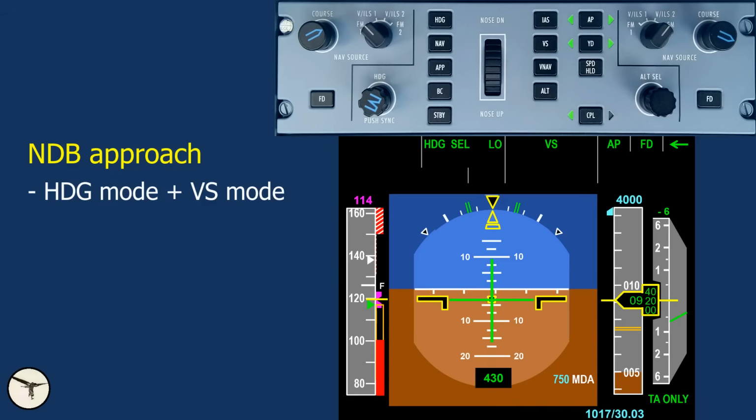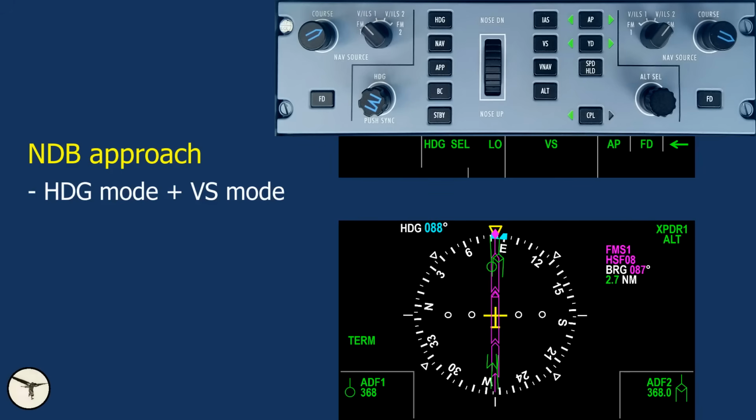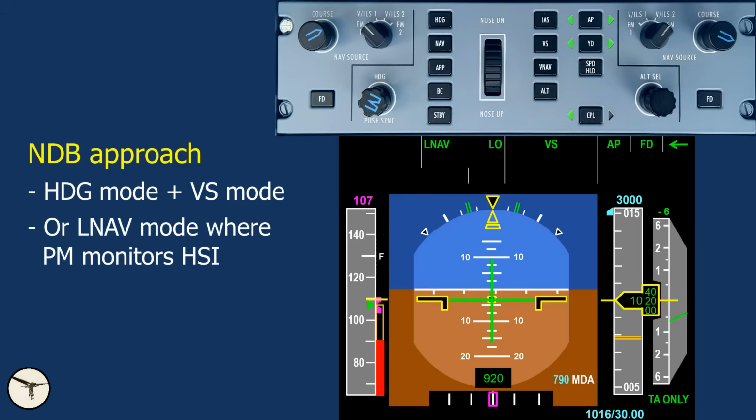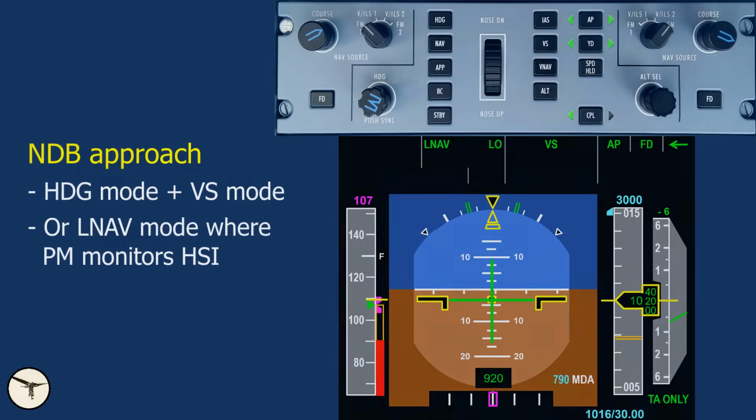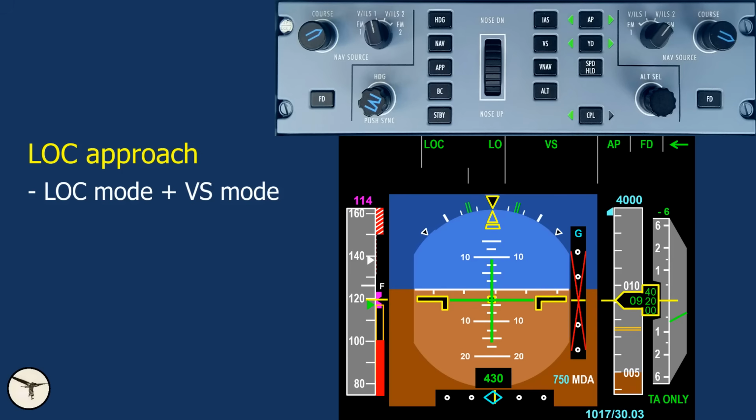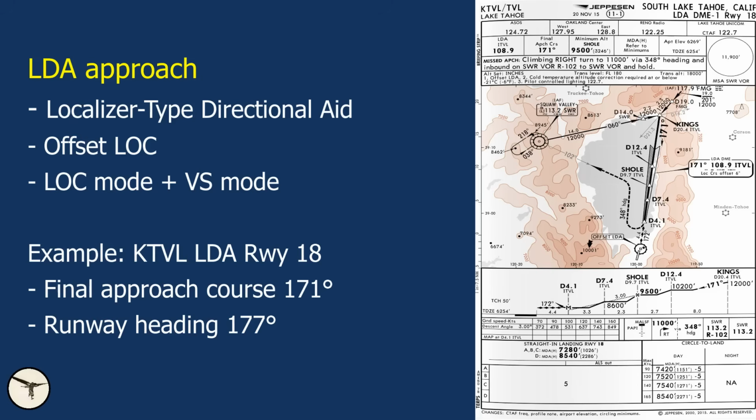An NDB approach can be flown in heading mode using the bearing needle on the HSI as a reference. It can also be flown using LNAV, provided that the pilot monitoring monitors the NDB bearing and confirms the aircraft remains within ±5 degrees on the approach course. A localizer approach can only be flown in localizer mode because the obstacle-sensitive area near the runway is narrower than the 0.3 nautical miles corridor used by the FMS. A localizer-type directional aid approach, LDA, is a localizer-based approach that is not aligned with the runway centerline.